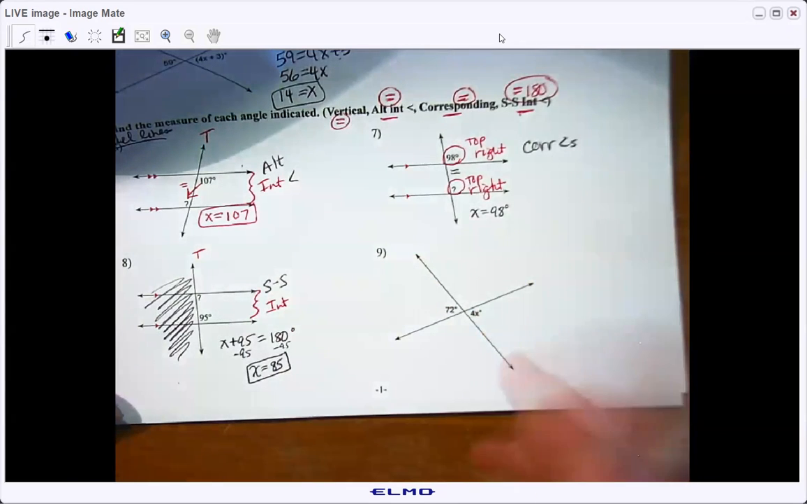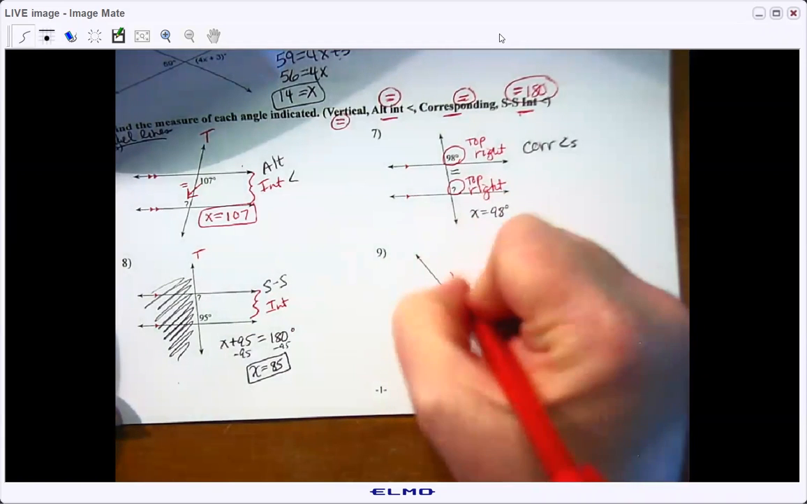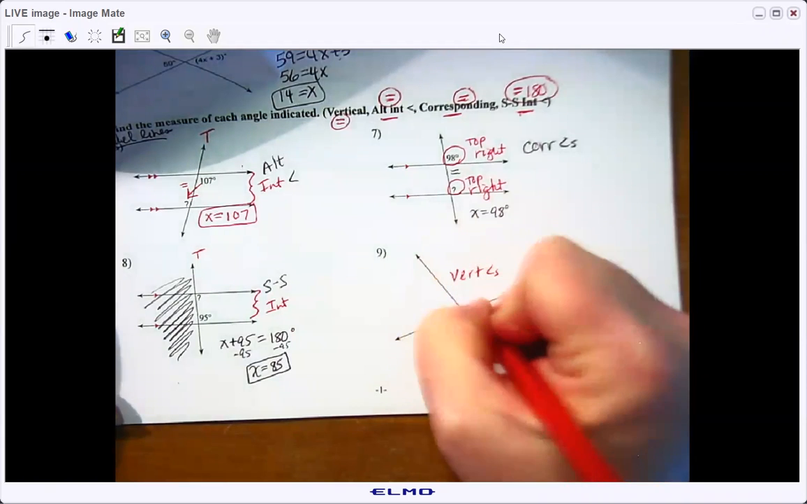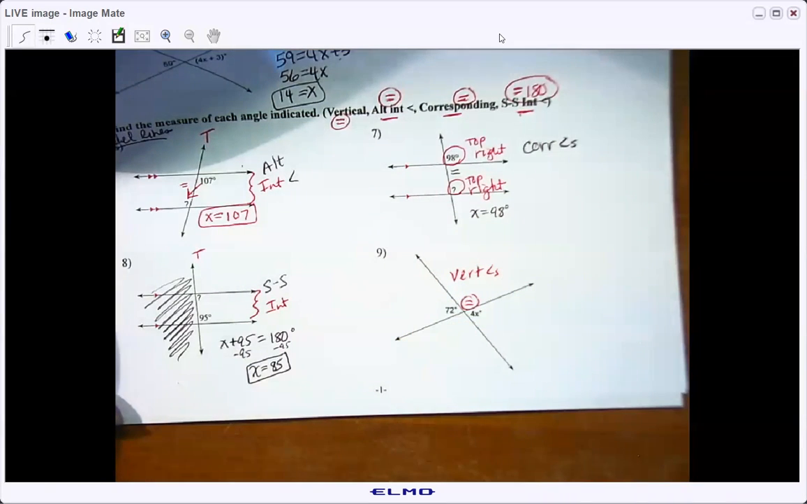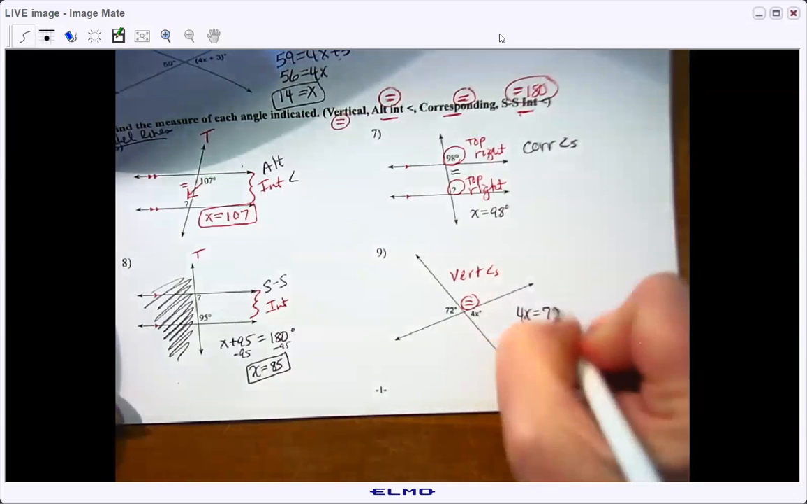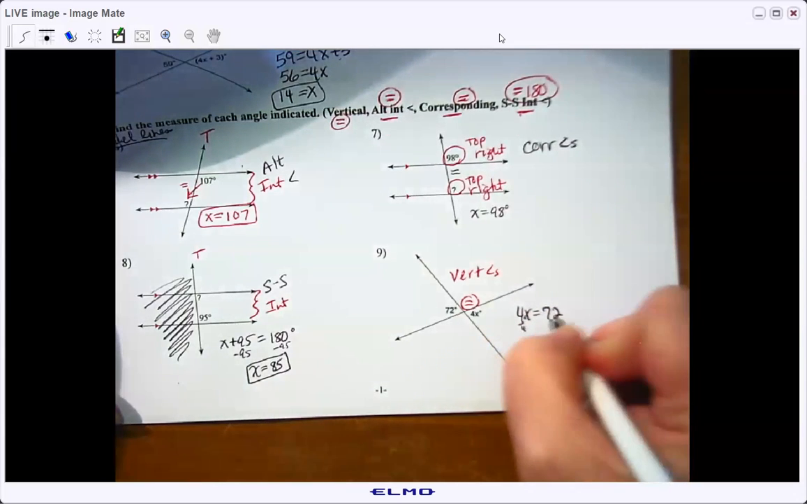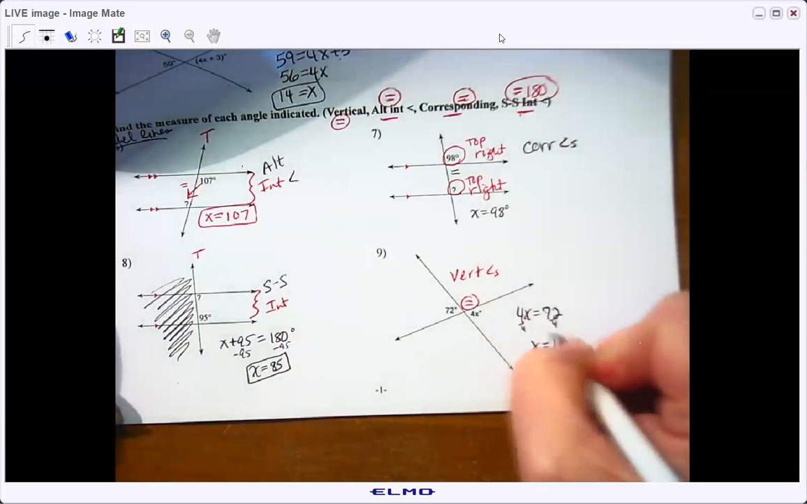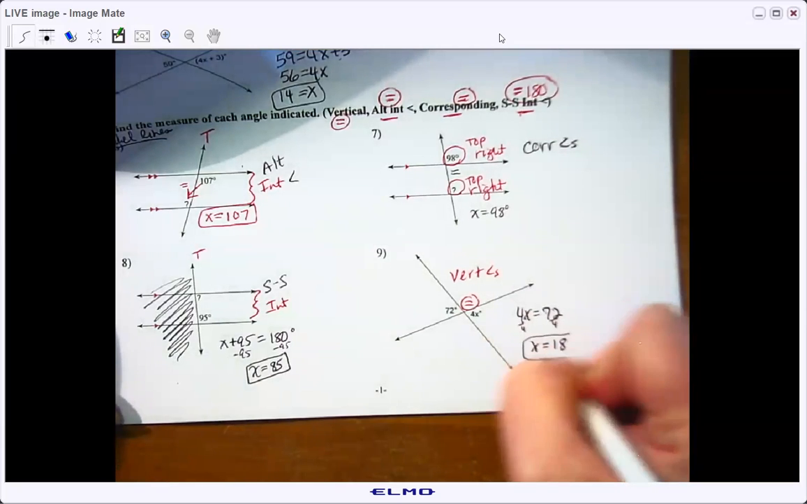Okay. How about number 9? What kind of angle is that? Vertical. Good, vertical. So these are vertical angles. And we know that they are equal. So we would say that 4x is equal to 72. And dividing both sides by 4, x is equal to 18.